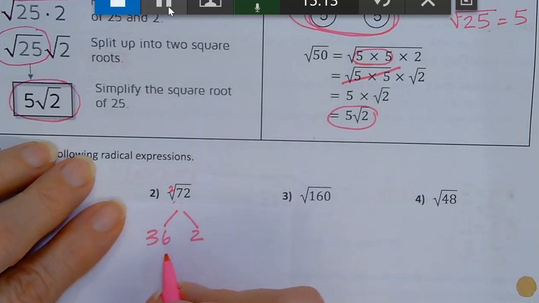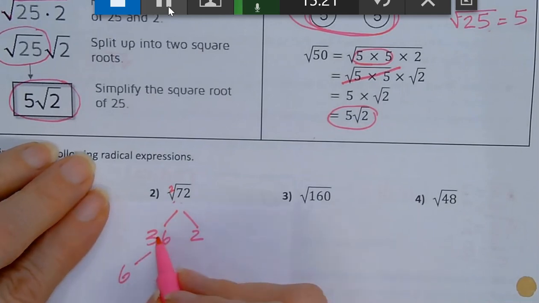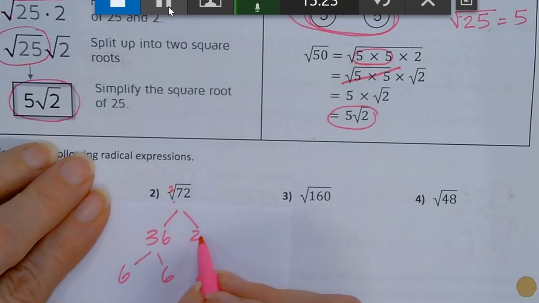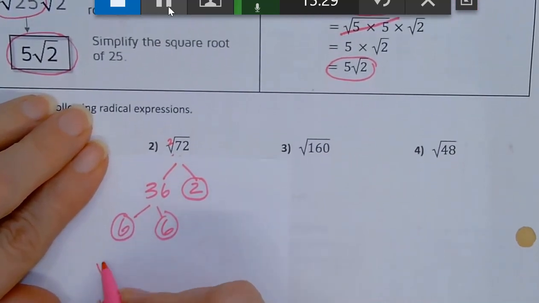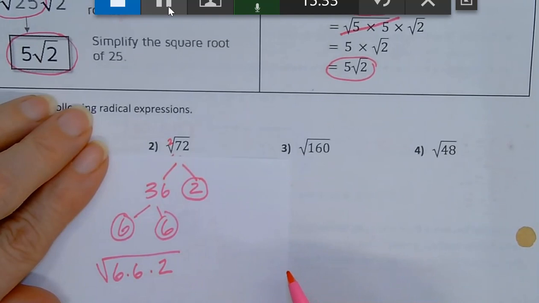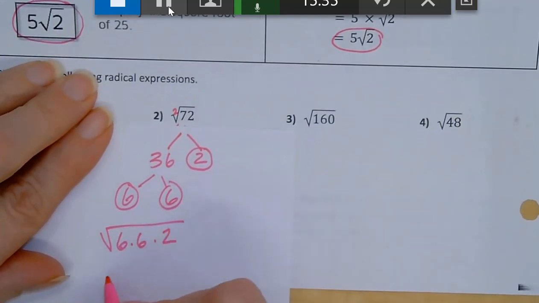Why would I do that? Well, this is pretty cool because 36 is a perfect square, right? I know that 36 is 6 times 6. I know the square root of 36 is 6. 2 is already a prime number. So if I take the square root of 36 times 2, I can break it up. I have the square root of 36 times the square root of 2.